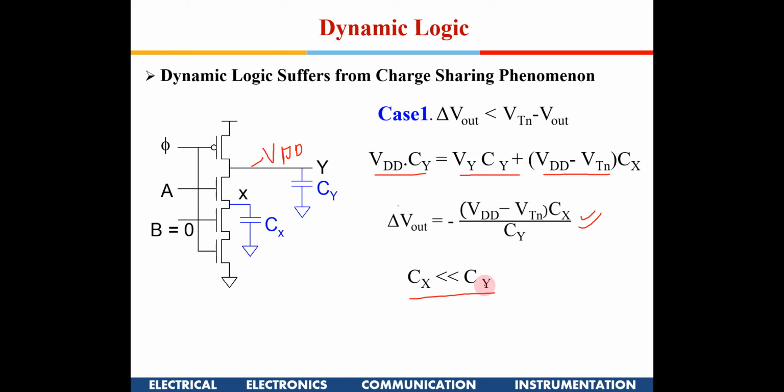Vx will get charged to VDD minus VTN, and then it will stop there, because this is an NMOS, so you can't have a voltage beyond VDD minus VTN.